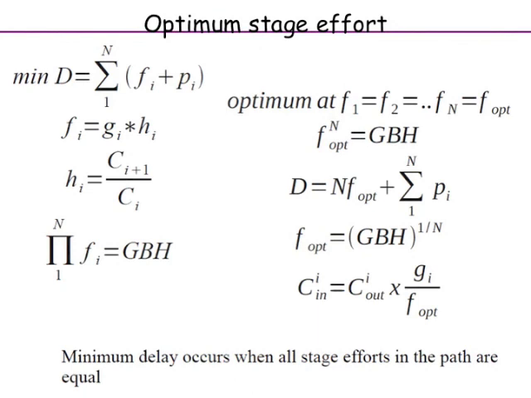Now, if you had the opportunity to also add stages. So what is the lesson we have learned so far? What we have said is, if someone gives you a path and says what is the minimum delay of the path, the minimum delay is achieved when the effort at each stage of the path is equal. That is the optimum condition for delay. In addition, suppose someone says, look, you have this path, I want you to minimize the delay, you are free to add more stages if you want.